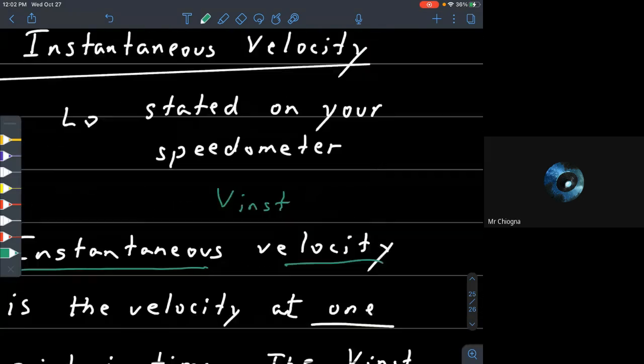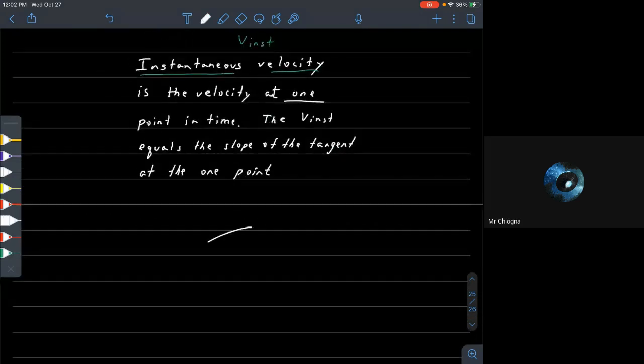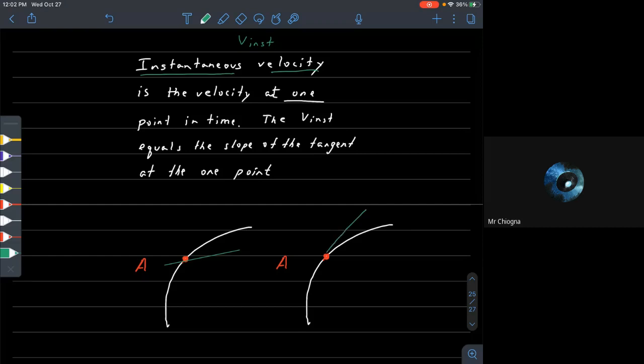Okay. Just a couple more examples. This is not a tangent. Here's your point. I'll label it A. This will not cut it. It's not going to cut the curve. It will just touch the curve at that point. Just graze it. That's a tangent.